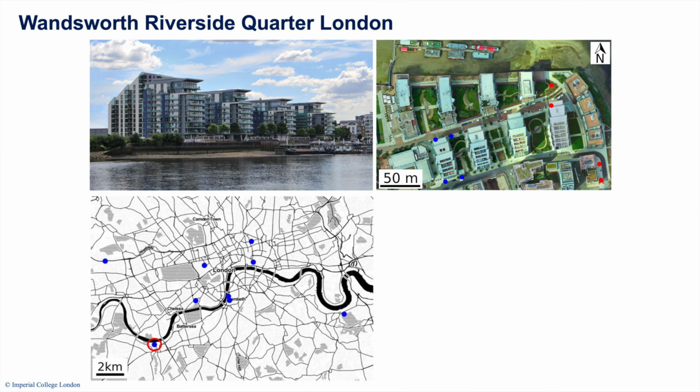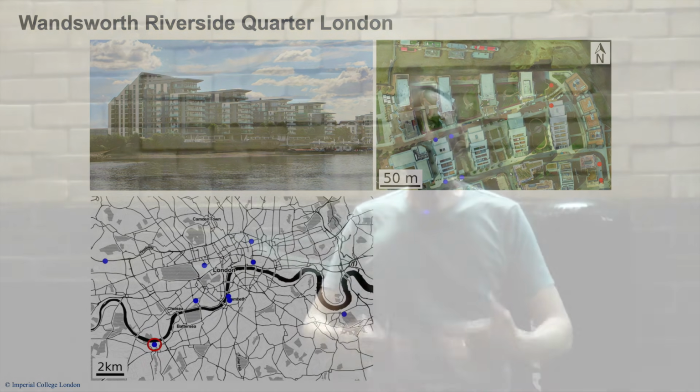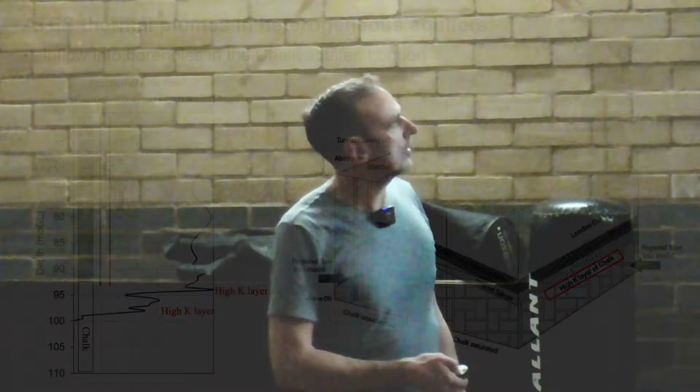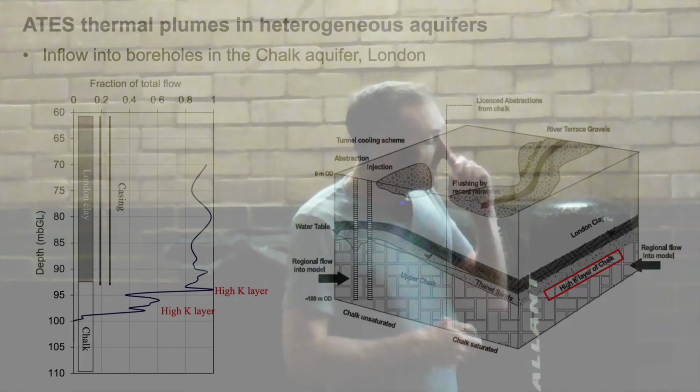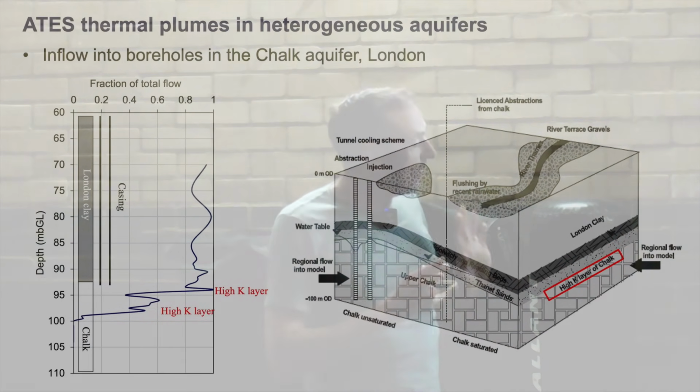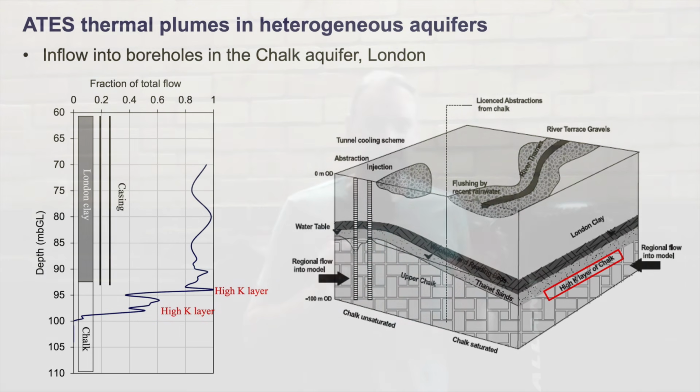So we have got demonstrators that we can take to the government and say it works, we can show you that, and we can roll it out much more broadly. There's some things we need to think about though, okay? And one of them is that the chalk is a very complex aquifer.